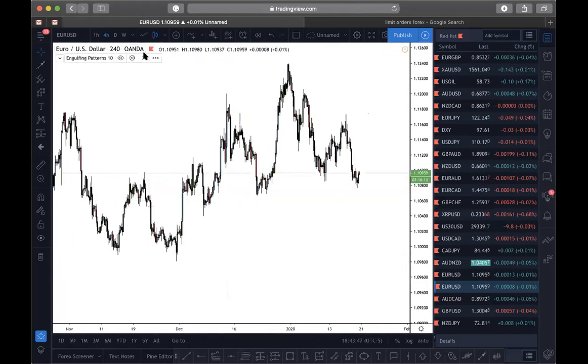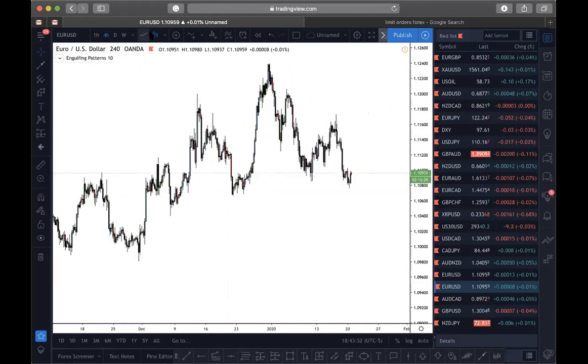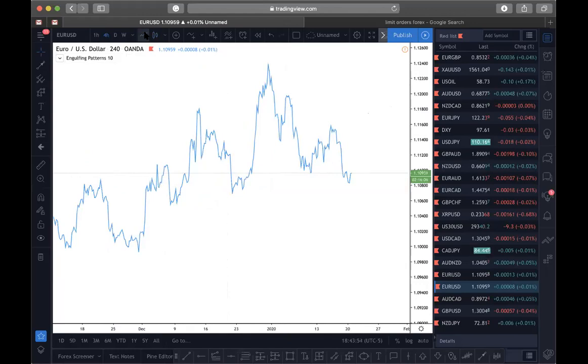Let's go through the different types of charts we have. In the forex market, mostly you're accustomed to a line chart. Basically in this chart, you have the date at the bottom, the price at the side, the currency pair at the top left, and the time frame. 240 means 240 minutes, or a 4-hour chart. We'll go into that next.